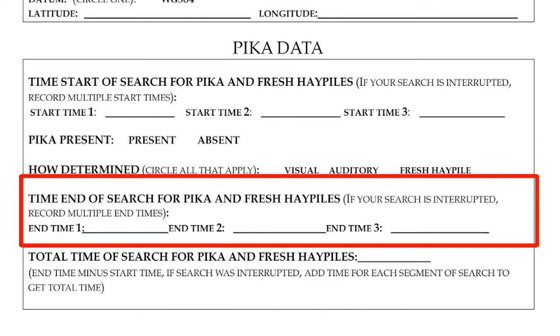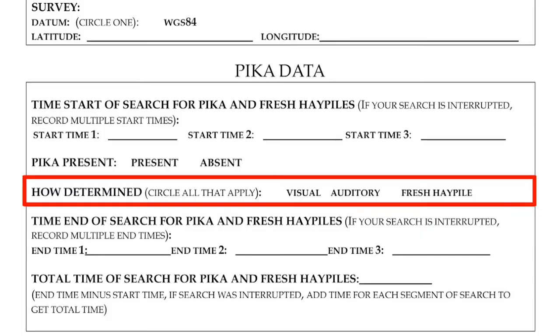You're going to stop searching for pika and record the end time of your search immediately after you either see a pika, hear a pika, or find a hay pile. And in a lot of cases, you'll see a pika and you'll hear a pika and you'll find a hay pile, but record the end time right after the first sign that you see. Circle all that apply. So if you saw all three, circle, I saw a pika, I heard a pika, and I found a fresh hay pile on the data sheet.